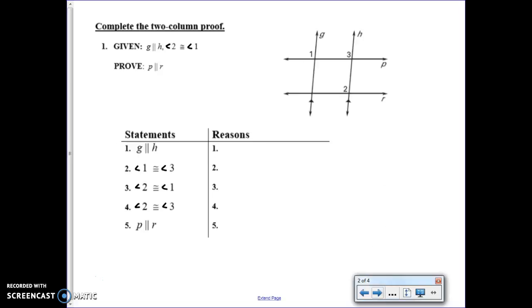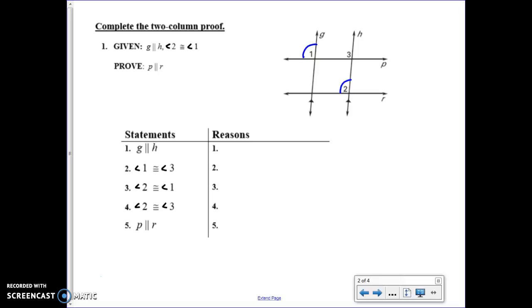So the only one we're looking at together for today is our proof. And it's been a while since we've done one of these, so let's break apart the pieces here. It says given G is parallel to H, and we see that marked in our picture. And it also says that angle 2 is congruent to angle 1. So I'm going to go ahead and mark that in my picture. I'm going to put arcs there to show that.